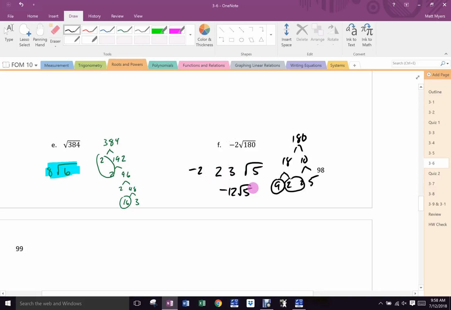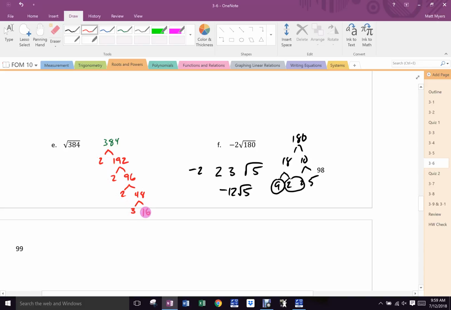Okay? Now, Jimmy, E is exactly like every other one. You just break it down. Since it ends in 4, I believe that most of you would divide it by 2. So, with your calculator, you find that as 192. That divides by 2 again to get 96. That divides by 2 again to get 48. That divides by 3 to get 16.